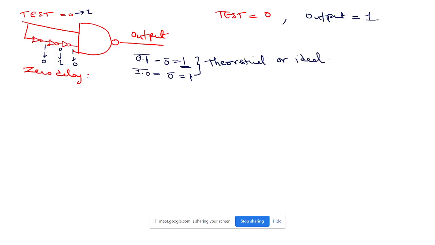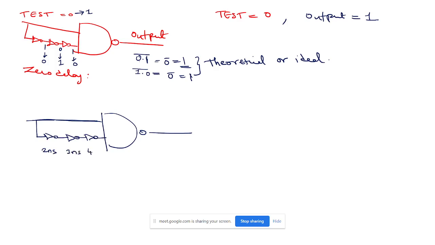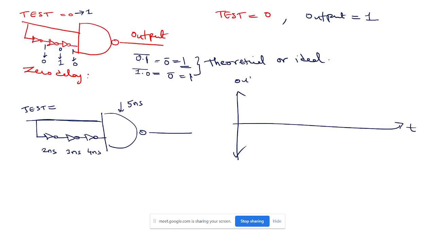Theoretical aspect. Yeah. Now, practical aspect, you tell me some numbers. How much can I take the delay? Let me take 5 nanoseconds. Now, whenever you want to do the transient analysis, remember, you need to know what is the initial value and what is the next value, right? So, let's say this is output. Because initially test was 0, the output is at 1. Very clear, right? This is 1.